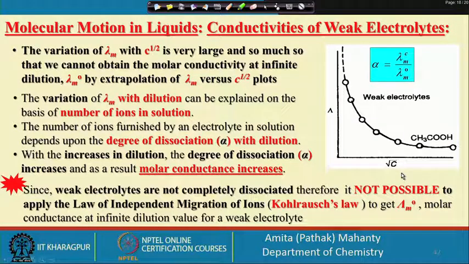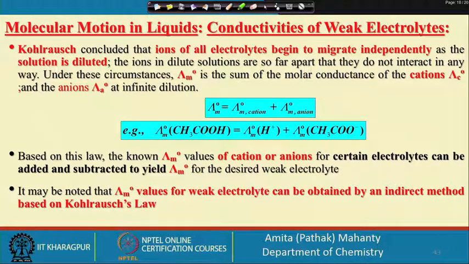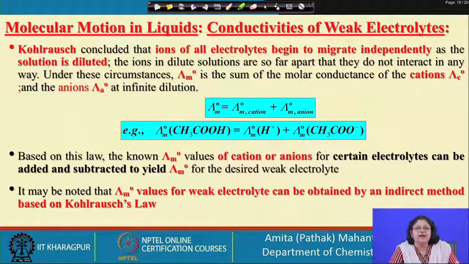Lambda versus under root C cannot be extrapolated to get you the limiting value of the molar conductance. So, Kohlrausch concluded the ions of all electrolytes begin to migrate independently as the solution is diluted. The ions in dilute solutions are so far apart, they do not interact in any way. Under these conditions, the lambda naught is the sum of the molar conductance of cations and anions at infinite dilution. So, this is what we have for a strong electrolyte system, but it can be generally extrapolated.